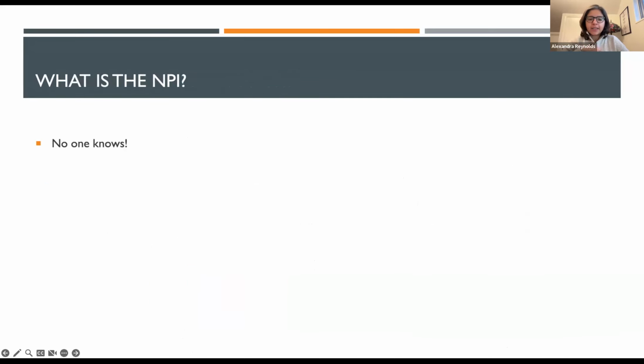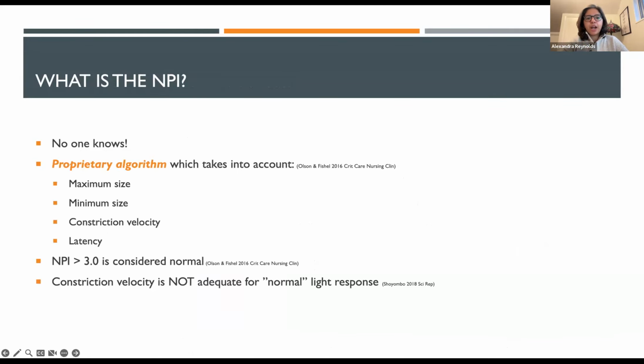And so then what gets spit out by this machine is the neurologic pupillary index, or the NPI. And I've definitely been asked by people, what is the NPI? And the answer is really that no one knows. And I think that's personally a problem. So it's a proprietary algorithm by the company that's made the pupillometer. And it includes things like the minimum and maximum size of the pupils, the constriction velocity, and the latency to initiation of constriction. But we don't actually know the weight that each of these things gets within the algorithm.